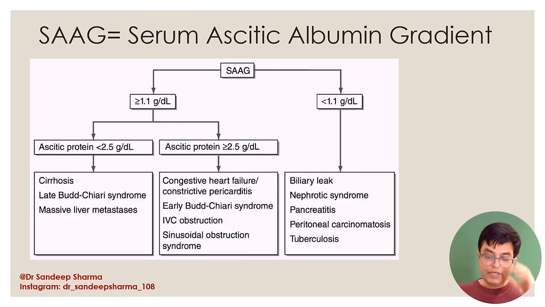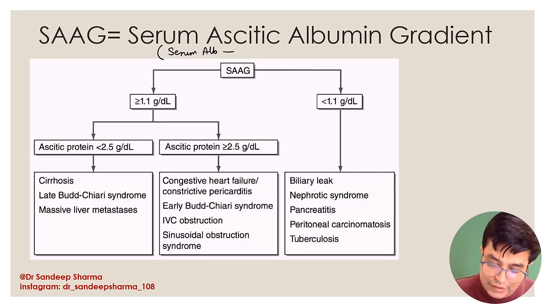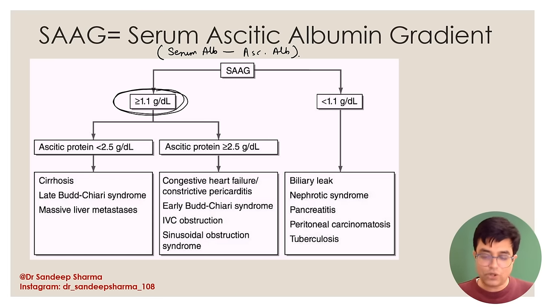Moving further, SAG. What is SAG? Serum ascitic albumin gradient. In patients of ascites, ascites is free fluid in the peritoneal cavity. Aap kya karoge? You will take out the peritoneal fluid and then you will perform some test on that. The most important test that we do is we check ki patient ke blood mein albumin kitna hai. Then we check ascitic fluid mein kitna hai and subtract it. So the formula is serum albumin minus ascitic albumin levels. So two possibilities aayengi: either SAG value is equal to or more than 1.1 or it is less than 1.1.